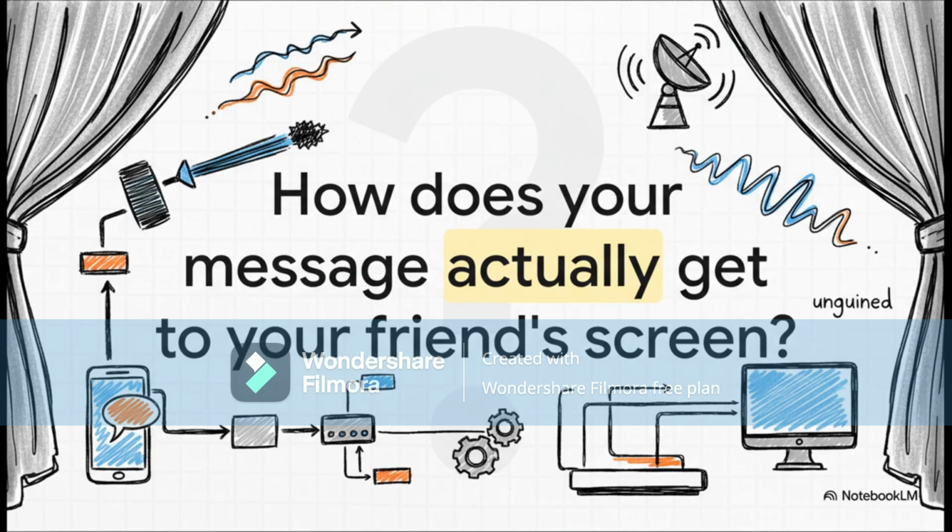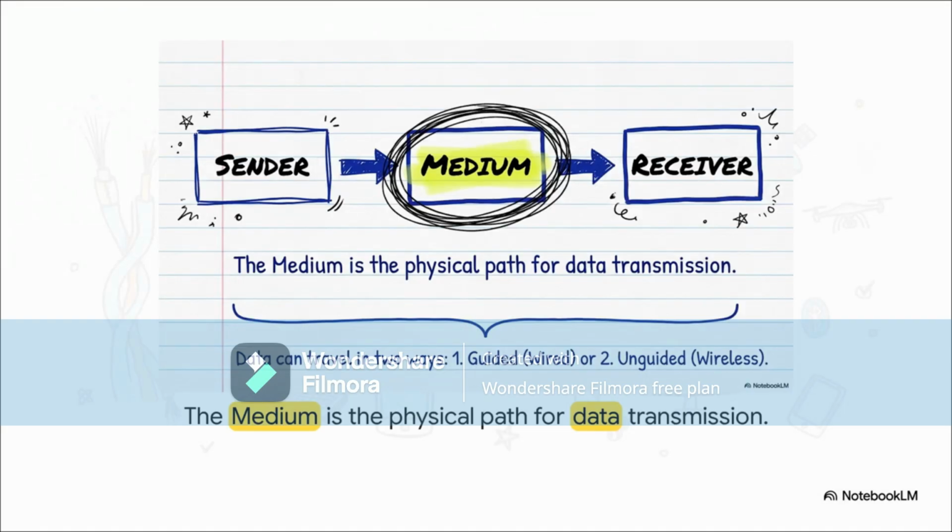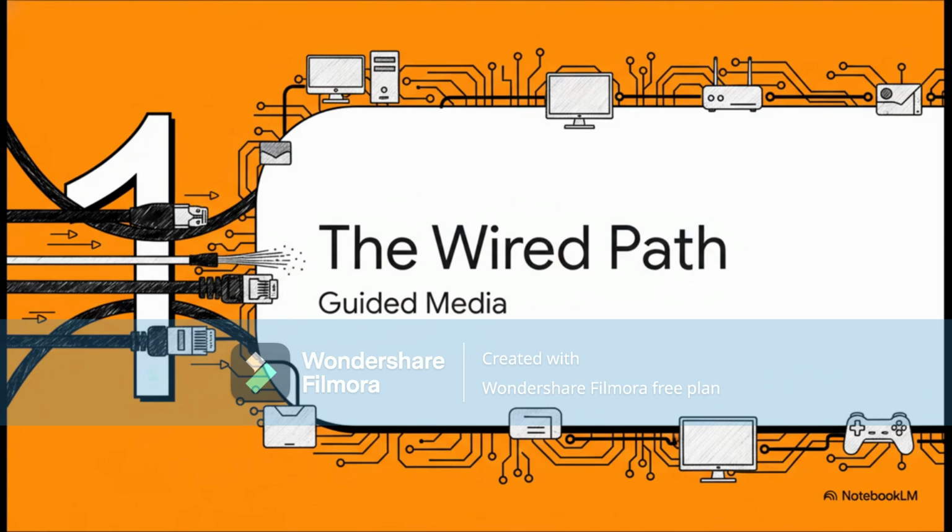How does it work? It's not magic. It's all about technology. And understanding this stuff is super important, especially when it comes to your exams. So let's figure this out together. Okay, so in any kind of communication, there's always a sender, a receiver, and the path that connects them. In tech, we call that path the medium. It's basically the road the data travels on. And this road really only comes in 2 main flavors: guided, which means it's using a physical wire, and unguided, which is wireless.